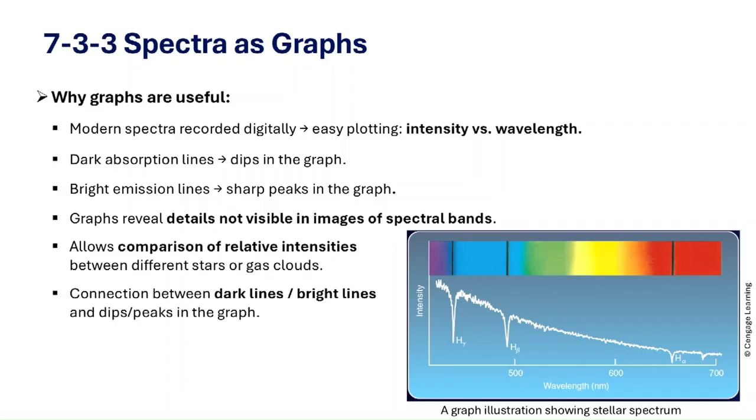So the big takeaway is this. Dark lines in the rainbow spectrum become dips in the graph, bright lines become peaks. So it's two ways of looking at the same phenomenon. So now you can see, even though the rainbow version is more visually appealing, the graph version gives astronomers the precision needed to analyze stars and galaxies in detail. Alright, next let's see exactly what information astronomers can pull out of these spectral lines.